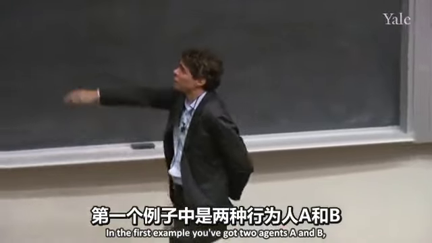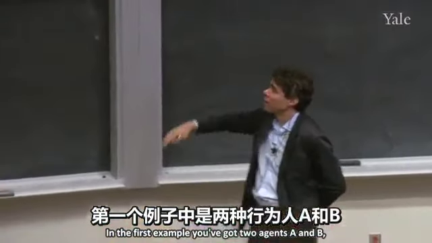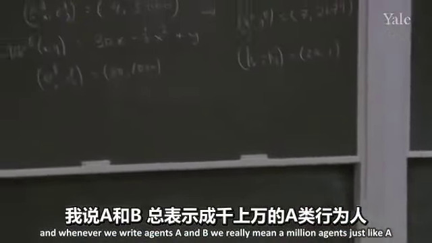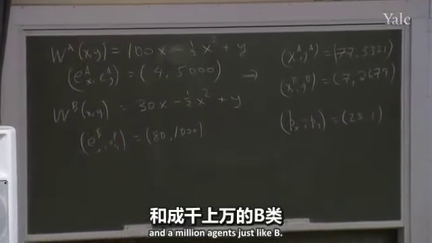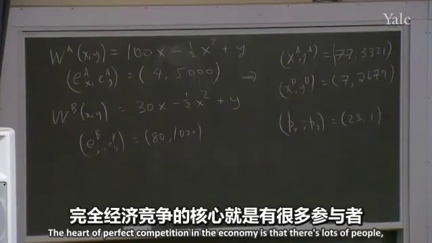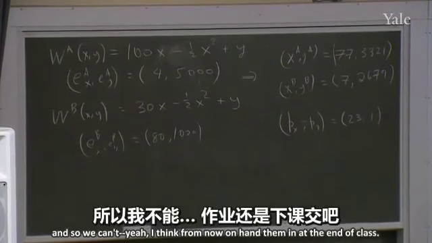In the first example, you've got two agents, A and B, and whenever we write agents A and B, we really mean a million agents just like A and a million agents just like B. The heart of perfect competition in the economy is that there's lots of people.